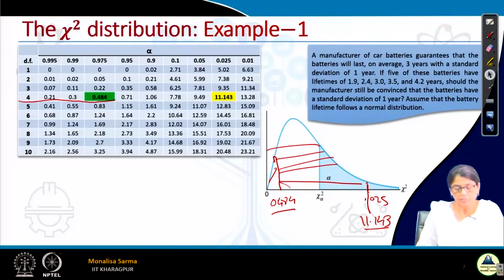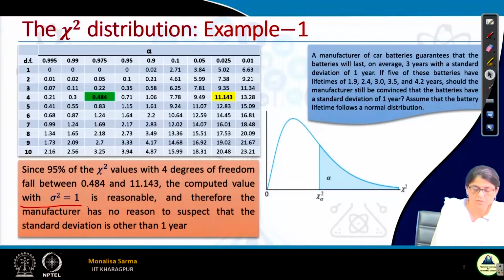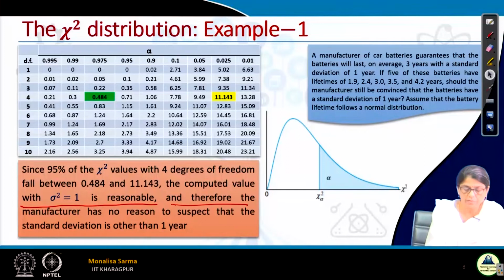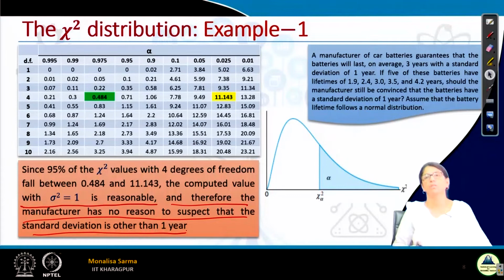Since 95% of the chi-square values with 4 degrees of freedom fall between 0.484 and 11.143, the computed value with sigma square equal to 1 is reasonable. It is a reasonable value because it falls within an acceptable region, that is, within 95% of the values. Therefore the manufacturer has no reason to suspect that the standard deviation is other than 1 year. So we can say the manufacturer's claim is correct. He has no reason to suspect that.